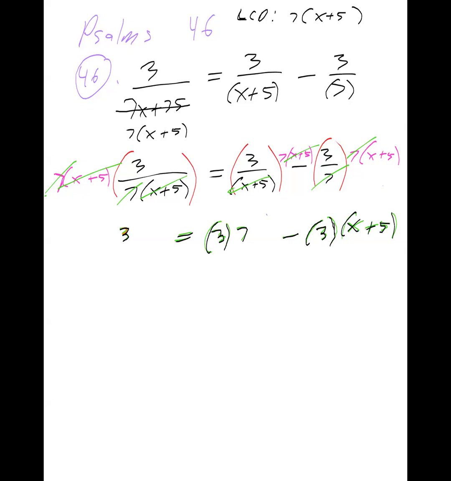There we go. Okay, perfect. So now what do I do next? Simplify even more. So distribute the -3: -3x, -3 times 5 is -15, and then 3 times 7 is 21. And then equals 3, right?